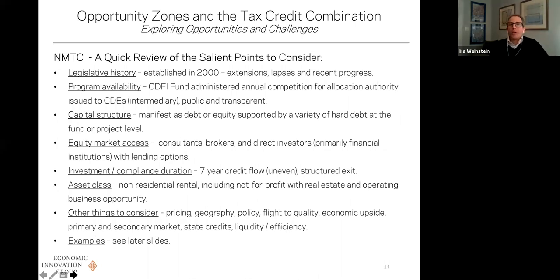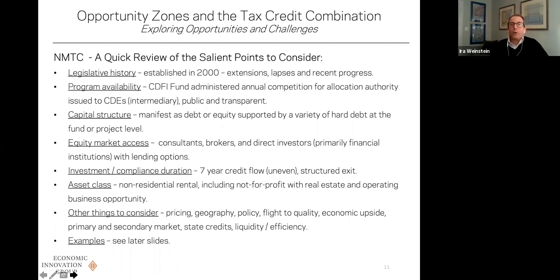So I'm going to run through the new markets fairly quickly. This one, the newest of the three, was established in 2000. The program really kicked off in 2003 or so. It is not a permanent credit. We did just get a nice extension of 5 years at $5 billion in the most recent legislation.